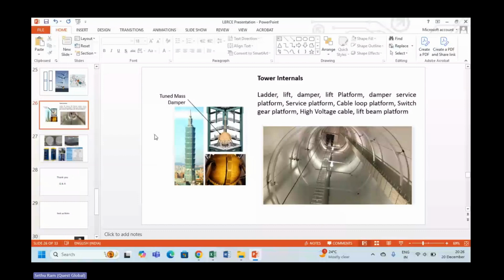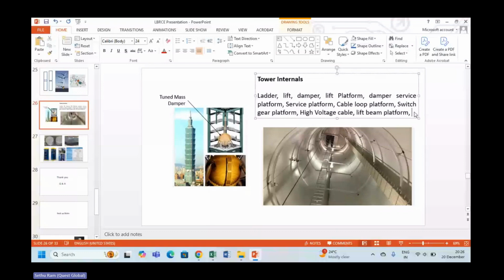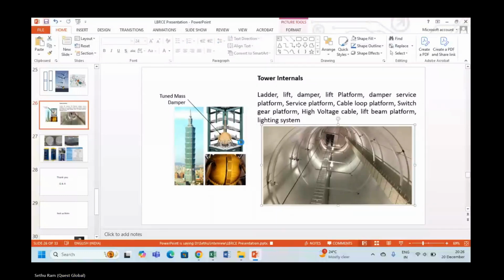This is the electrical cable routing. You mechanical people have to route all these electrical routings inside this, and you have to do the lighting system. Whatever lights are required inside this tower, you have to make the lighting system. So you have to do that. Okay, this is the thing I wanted to explain to you.